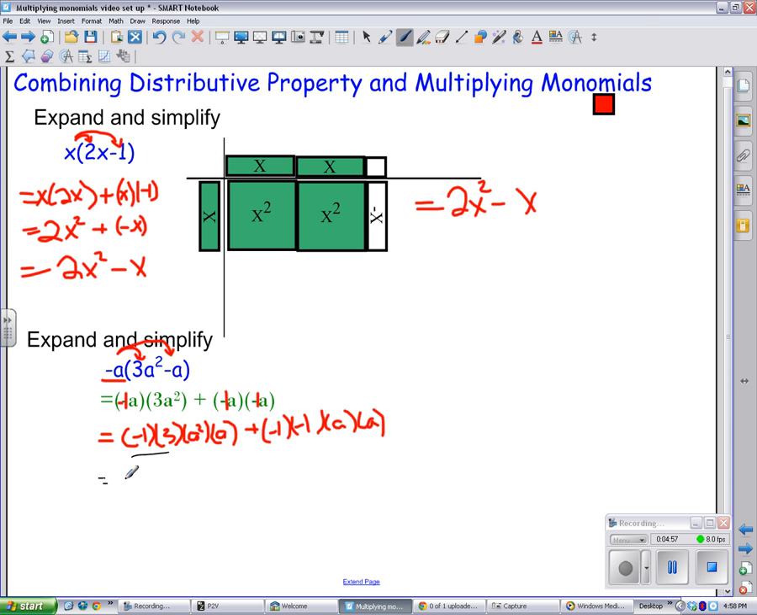So I can write my answer: negative 3a cubed, and that was a positive 1, so I can write 1a squared, or I can simply write, without the coefficient of 1, negative 3a cubed plus a squared.